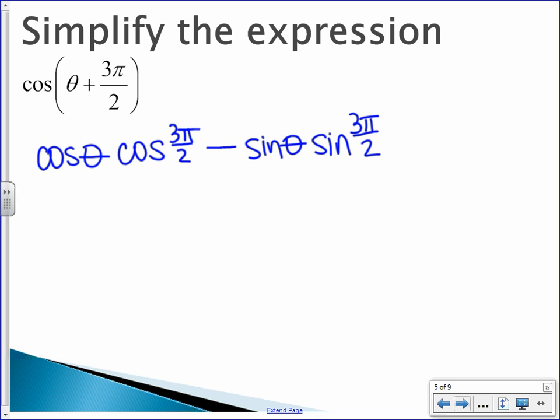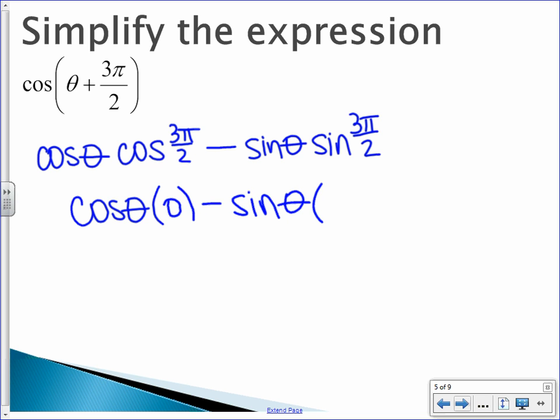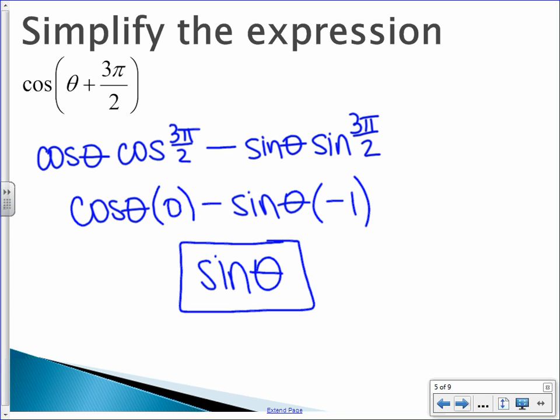cosine of 3 pi over 2. What is the cosine of 3 pi over 2? 0. And what is the sine of 3 pi over 2? What, Josie? -1. So the cosine times 0 goes away. And we have negative sine of theta times -1. So this just simplifies to the sine of theta.